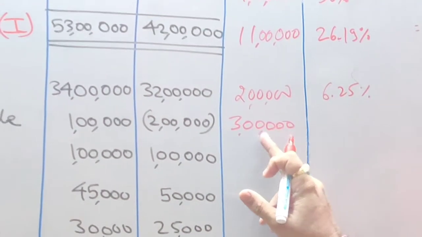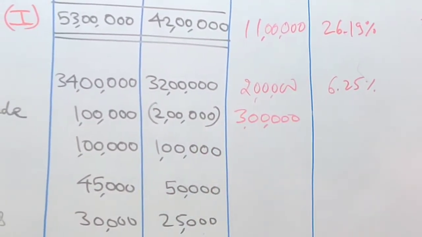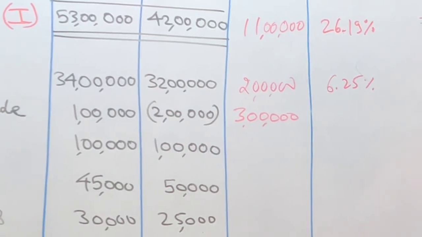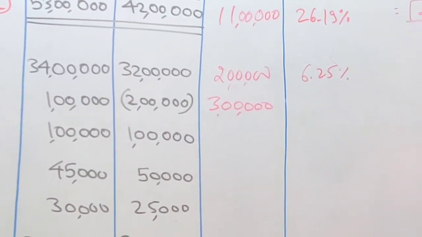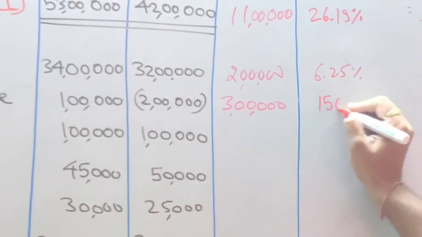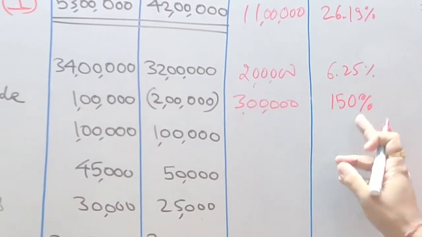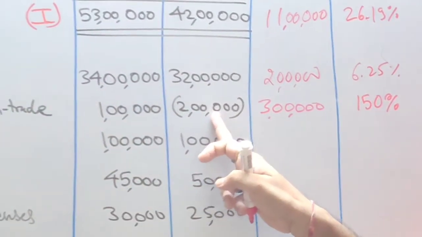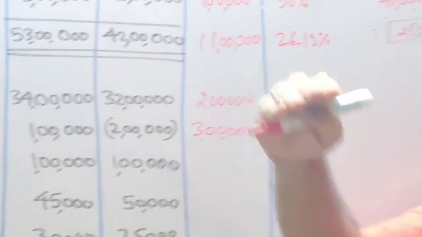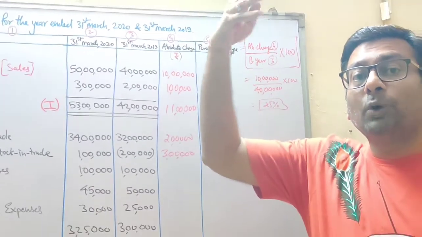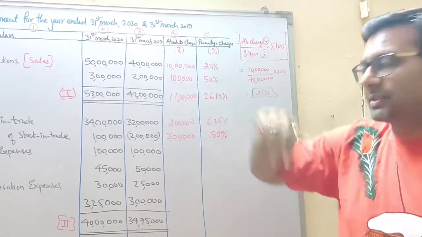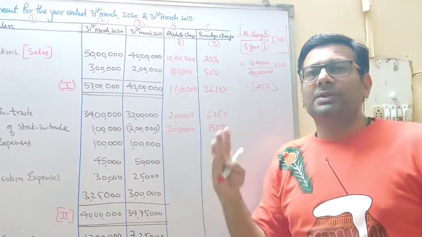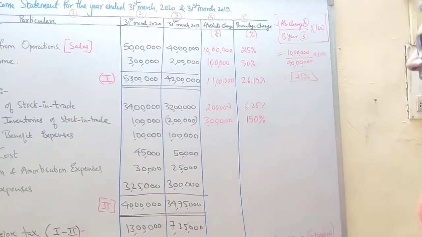Now how to get percentage? This 3 lakh divided by 2 lakh, percentage 150%. So there is a huge increase. Your inventory was in negative. From negative, your inventory went into positive. So there is a huge difference. Huge increase, 150% your inventory got increased.